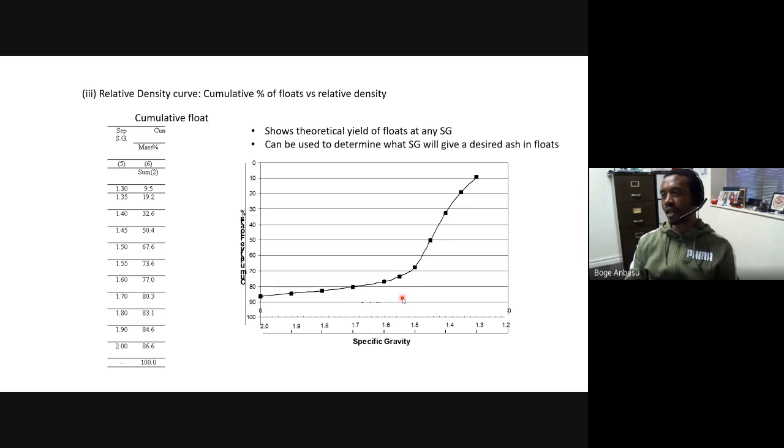And the relative density curve, again, tells you at a given, so this is the y-axis. I don't know if you see it clearly, but it's supposed to be cumulative floats. Okay, so it's a bit disordered, but that's fine. So it's cumulative floats. And this one is specific gravity. So again, if I target 70% recovery for my coal, what is the media density that I want to be working at? So 70% recovery is here. I go here. 1.5 is my specific gravity of media that I want. Okay, I don't want to lose 30% of the coal.